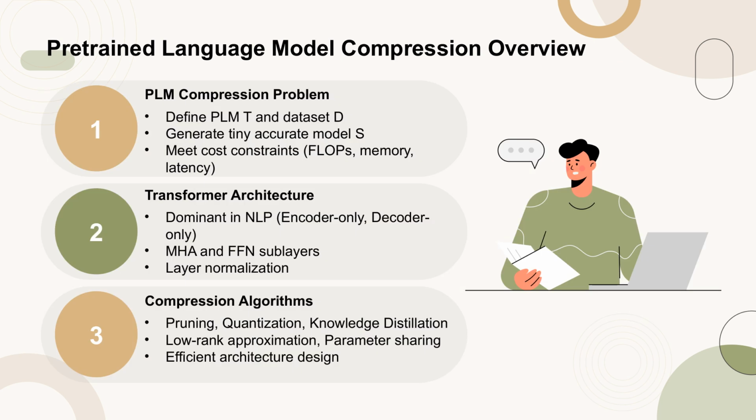The pre-trained language model, PLM, compression problem is defined as generating a small yet accurate model S from a large PLM T and dataset D, while meeting specific cost constraints such as FLOPs, memory usage, and latency. The transformer architecture, which is widely used in NLP, consists of multiple layers with MHA and FFN sublayers, and includes layer normalization. Various compression algorithms are employed to reduce the cost of PLMs, including pruning, quantization, and knowledge distillation, as well as low-rank approximation and parameter sharing. Efficient architecture design is also crucial for reducing the computational and memory costs associated with PLMs.